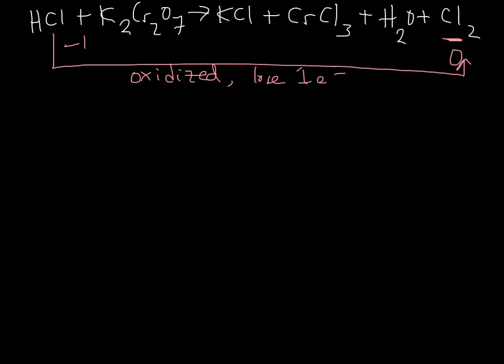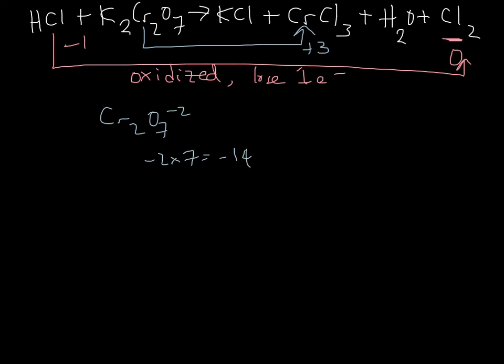If I look at all the other elements, then I see that the chromium is the other species that's changing oxidation number. In CrCl3, the chromium has an oxidation number of +3. In K2Cr2O7, if I look at the dichromate ion overall, so dichromate is Cr2O7 -2. Oxygen has an oxidation number of -2, and there are 7 of them. -2 times 7 is -14.